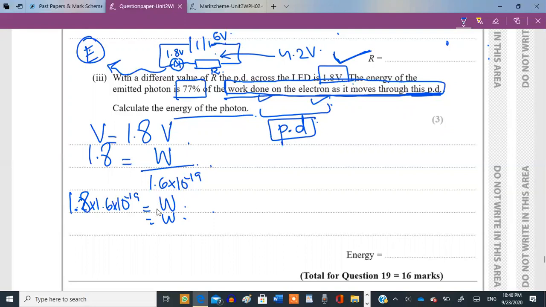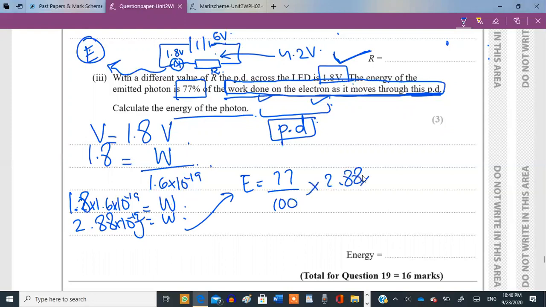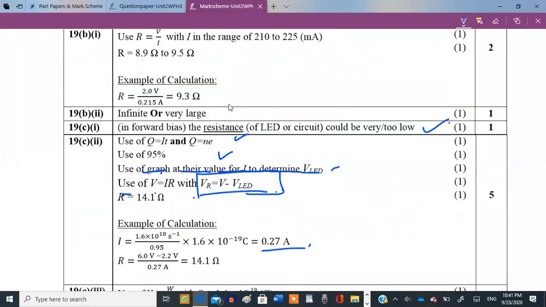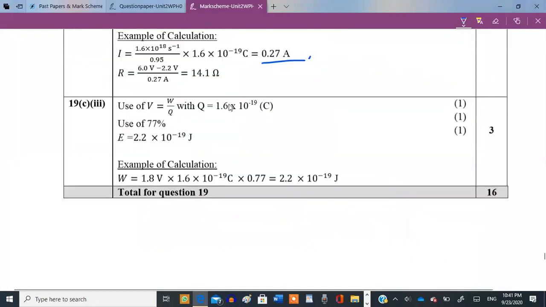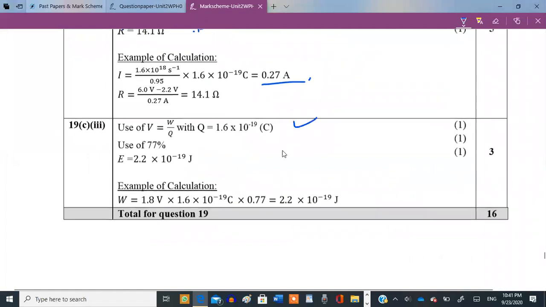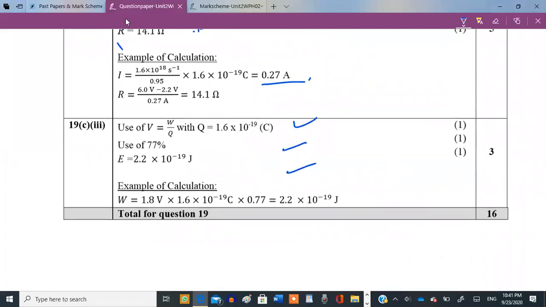2.88 raised to the power minus 19 joules. You have the work done. What's going to be the energy? It's going to be 77% of this work done. 2.2 raised to the power minus 19 joules. Yep, that's the answer. Get it?